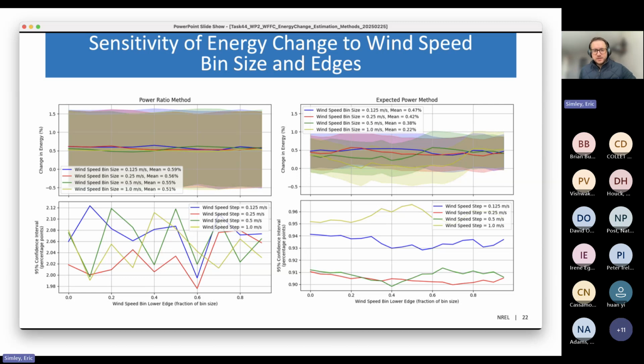And then looking at the confidence intervals on the lower right plot with the expected power method, for the smallest bin size considered and the highest bin size, so 0.125 meters per second or 1 meter per second, the uncertainty is higher. It's a little bit higher. They're all very similar, 0.9 to 0.95 for the confidence interval, but there is more uncertainty, suggesting that we don't want the wind speed bins to be too small or too big. So we want to have enough data in each bin, but not too much that a bin just includes too many different wind conditions.